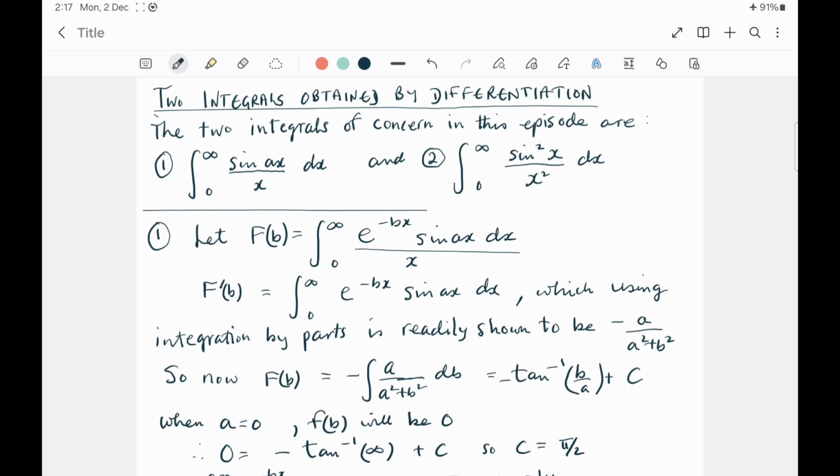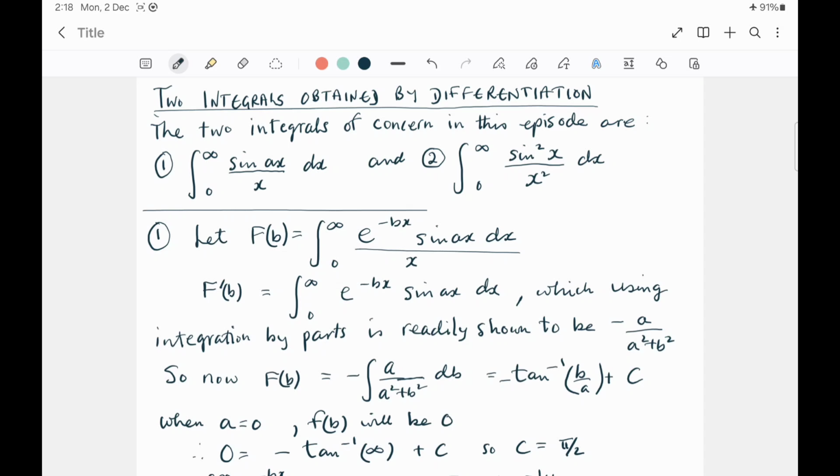Now, if you differentiate with respect to b, we get the integral between 0 and infinity, e to the minus bx sine ax dx, which, using integration by parts, is quite easily shown to equal minus a over a squared plus b squared. So we now have f of b will be the integral of that, minus the integral of a over a squared plus b squared db, which turns out to be minus inverse tan b over a plus some constant c.